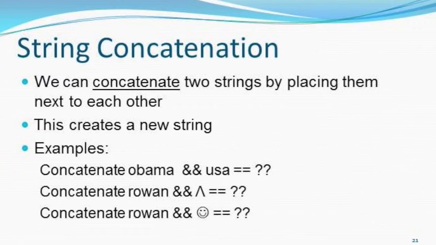We talk about string concatenation just like we do in programming. And we say we concatenate two strings by placing them together. So, for example, we could concatenate Obama and USA, or Rowan and the empty string, or Rowan and the smiley face. And it does exactly what you would expect. The only thing that you might want to note closely is anything concatenated with the empty string is just the original thing that you had.